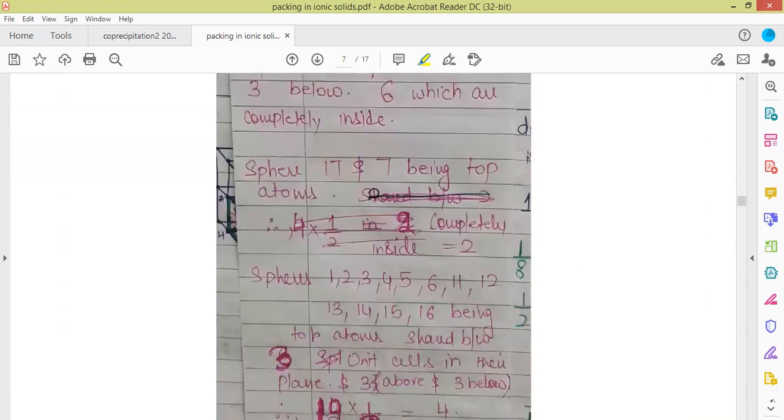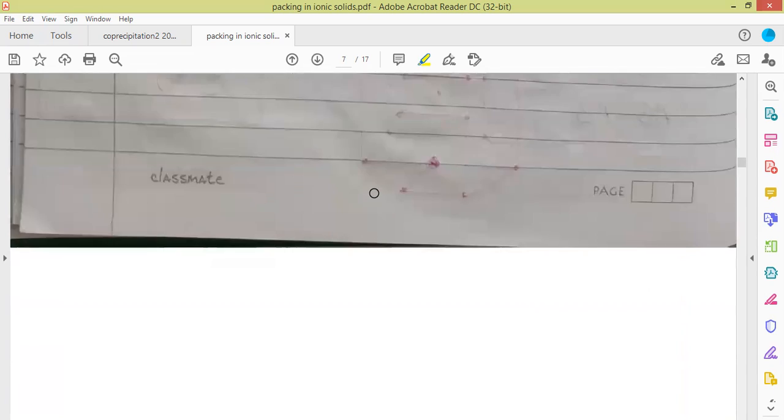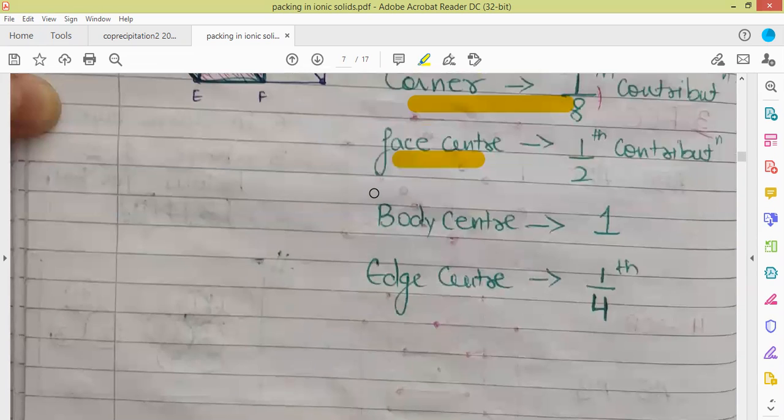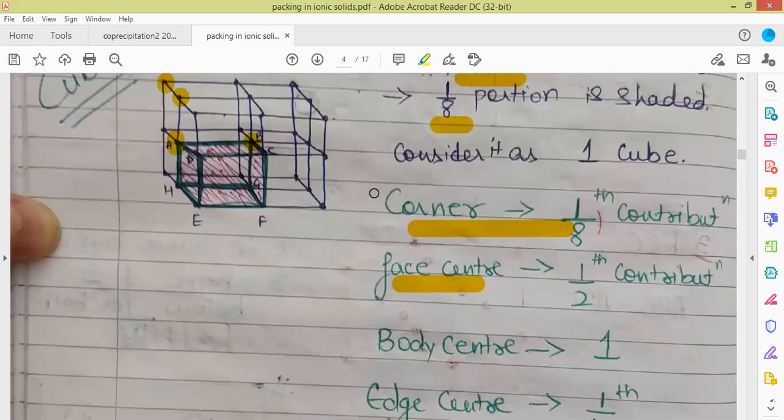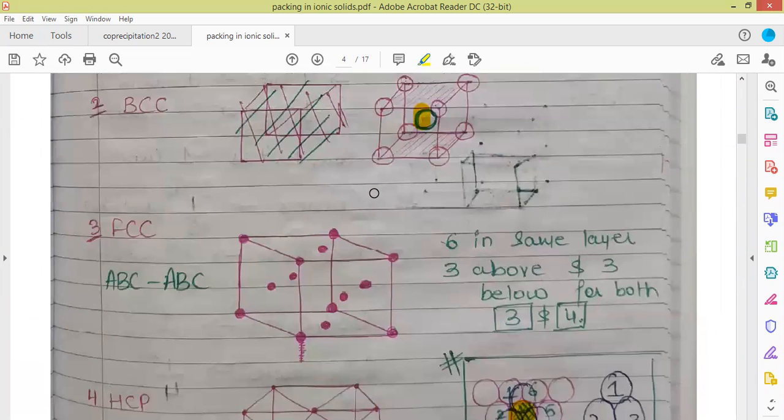This we'll be discussing in the next video. That is it for this video. Here we have discussed the contributions and the coordination number for each unit cell in the 3-dimensional network.